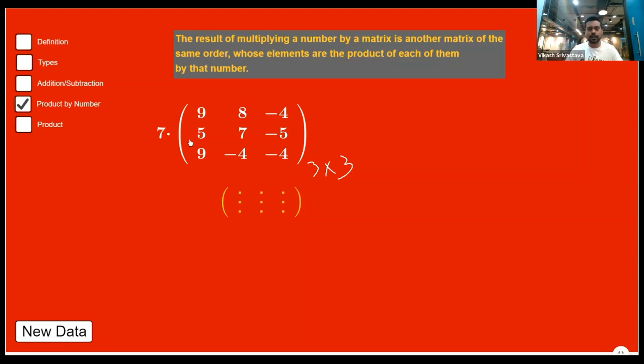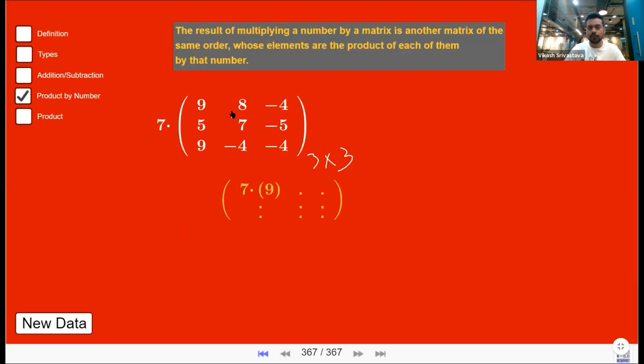What I am doing here is multiplying this matrix by a number, or by a scalar. You know that a number is also referred to as a scalar. Let's say I want to multiply this matrix with the number 7. This could be any number, but in this case I've taken an example of 7. So let's multiply this.